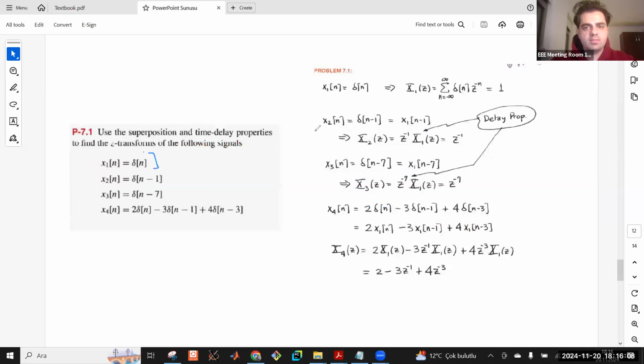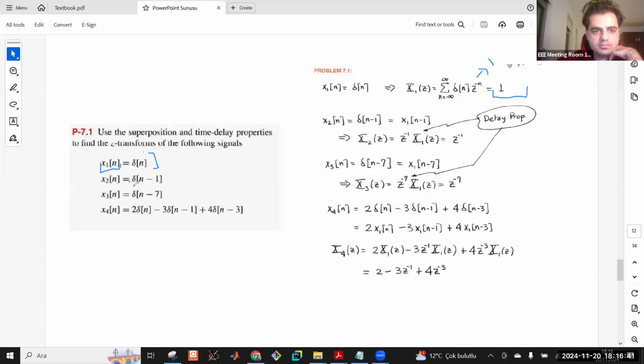For x1, this is non-zero only when n is equal to 0. So all the powers of z will be 0 except z to the power 0, which is equal to 1. Z to the power 0 is 1. And its coefficient is x1[0], which is equal to 1. Therefore, the Z-transform representation of x1 is equal to 1.